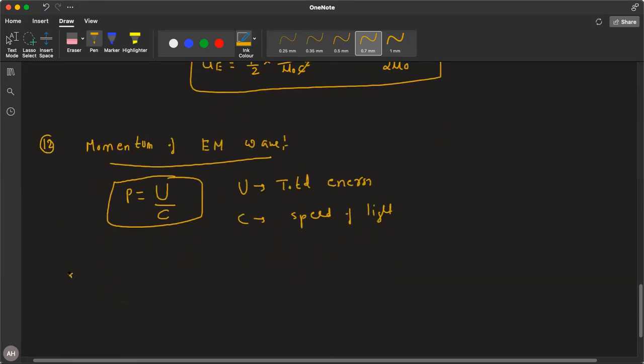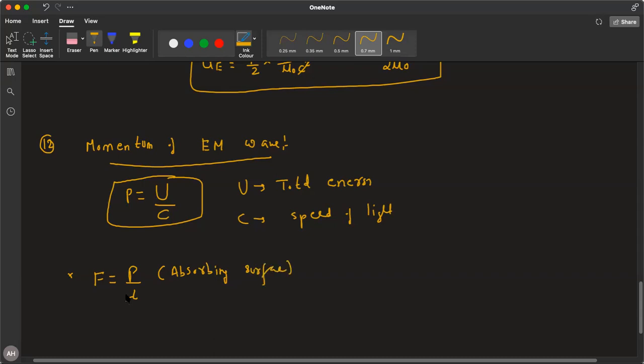If you know momentum, then you can calculate force. Force is change in momentum by time. So you can write that force is P by T. Use this expression if the surface is absorbing, if you have an absorbing surface.